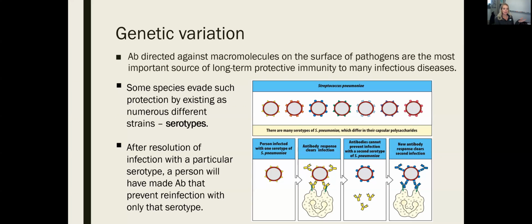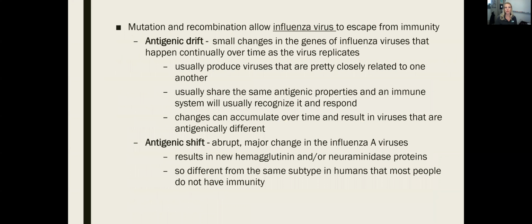So even if somebody gets infected with, say, a strep pneumo, for example, at age 4, they can still become infected and have symptoms to a strep pneumo at age 7, probably because it's a different serotype. Even though it's the same genus species, it just looks slightly different. And so the antibodies or the memory cells won't recognize a different serotype. And so that's a really common thing that we see across a lot of bacteria.